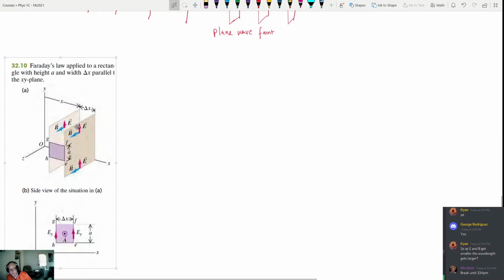The value of the electric fields that are shown here are supposed to be different, although it's hard to tell. Maybe that's why I ended up drawing my own picture. So E is supposed to get bigger as we go from here to here, and B is supposed to get bigger as we go from here to here. Okay? Anyway, that's our picture. Do you all want me to draw another picture, or are we okay with that?